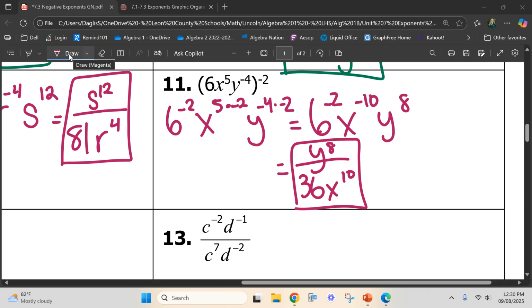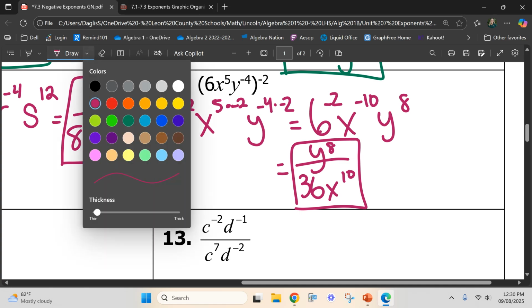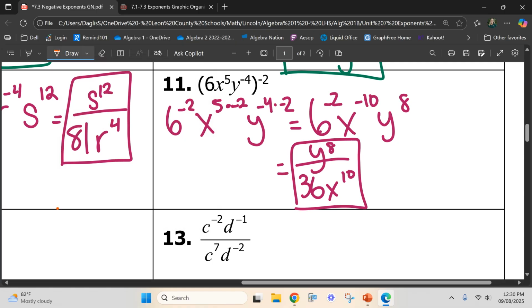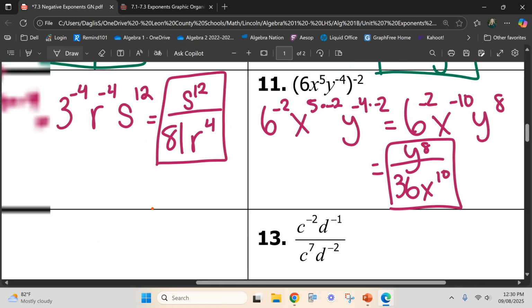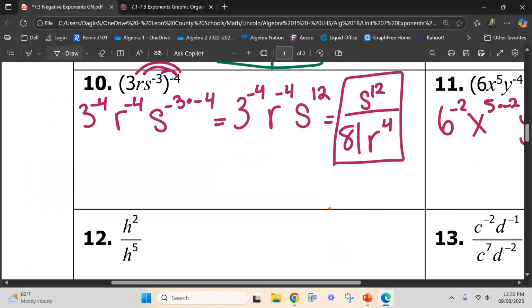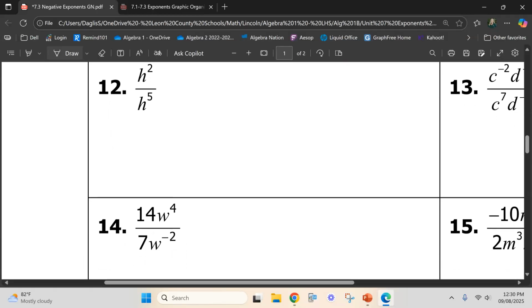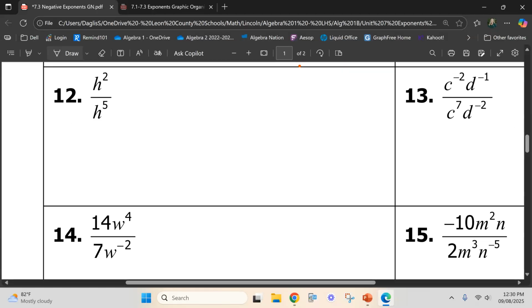All right, we're going to level up. Do you have any questions? All right, it's level up time. What does the dot mean? The dot, multiply. Okay. Nothing new.